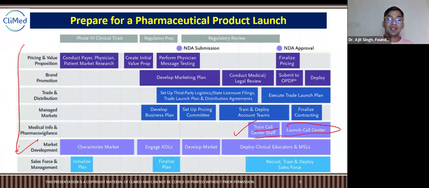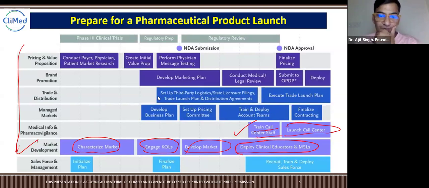Then market development, definitely. First, they have to characterize the market. Then they will engage the KOLs. KOLs, can someone tell me what is KOL? And then they will again develop the market. Then they will deploy the clinical educators and MSLs. Now this is very important about marketing. This phase I want to discuss in detail now. So first, you tell me what is KOLs and MSLs. Yes, guys. What is KOLs and MSLs? Can someone tell me?